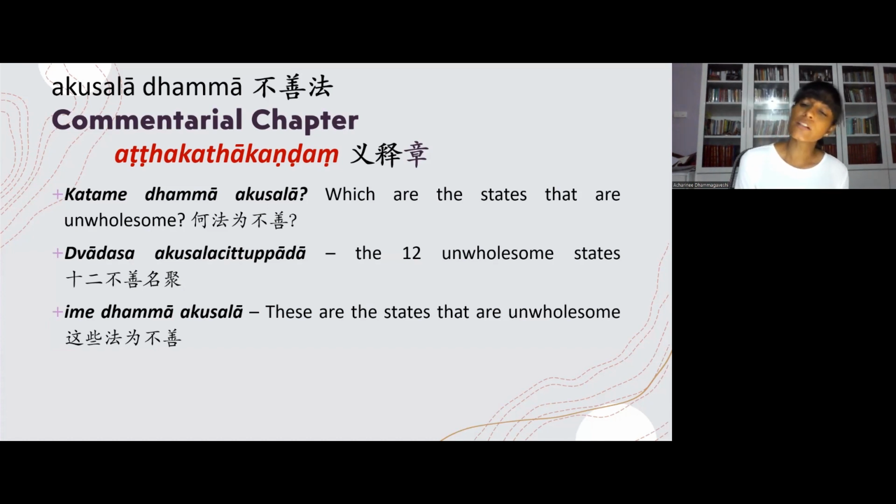So what are these 12 unwholesome states? There are 8 lobha. Those are the chittas which have greed in them. And then there are 2 dosa chitta. Dosa is aversion. And finally, moha, or delusion. So there are 2 there. So 8 lobha, 2 dosa, and 2 moha chittas. And these comprise the Dvādasa Akusala Chittuppada, or the 12 unwholesome states.